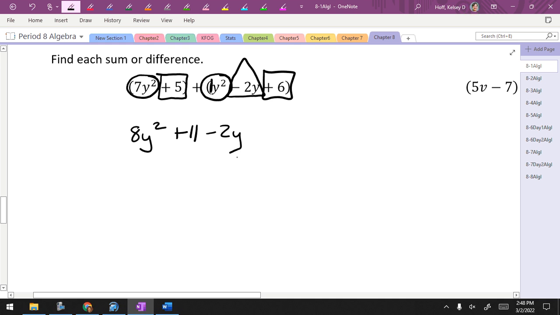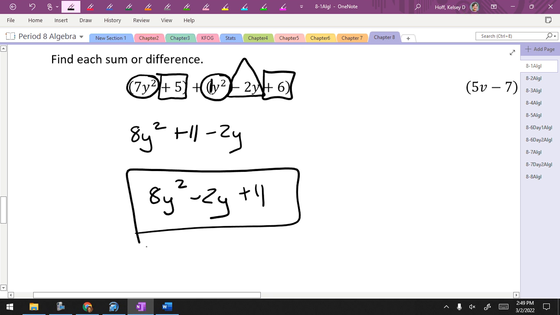Last but not least, you have to make sure this is written in standard form. Highest exponent to lowest. Is it there? Okay, what should be first? 8y squared minus 2y, good job bringing the negative, plus 11. Done.